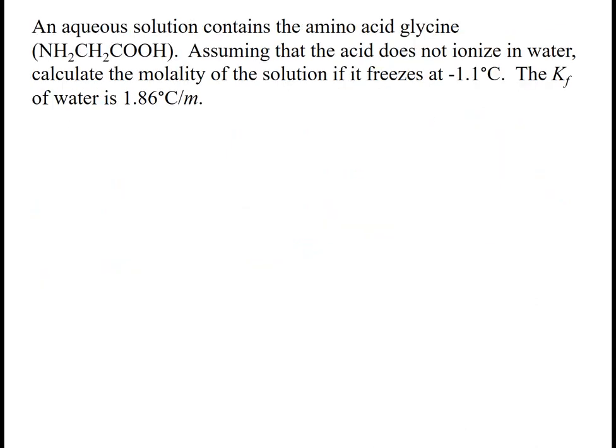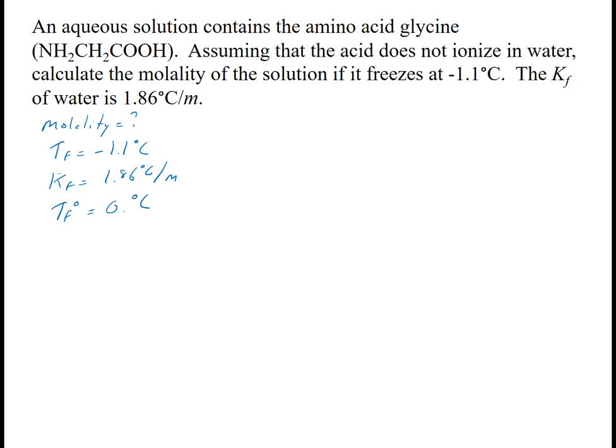So I highly suggest you try doing this problem on your own before I work it. Okay? So an aqueous solution containing the amino acid glycine. Assuming the acid does not ionize in water, calculate the molality of the solution. So molality is what I want to know. If it freezes, so TF is a negative 1.1 degrees C, and KF for water is 1.86. Now, you notice that I did not give you the TF of the pure because it's water, okay? And so I expect you to know that water freezes, so TF naught, you're supposed to know this, at 0 degrees C.